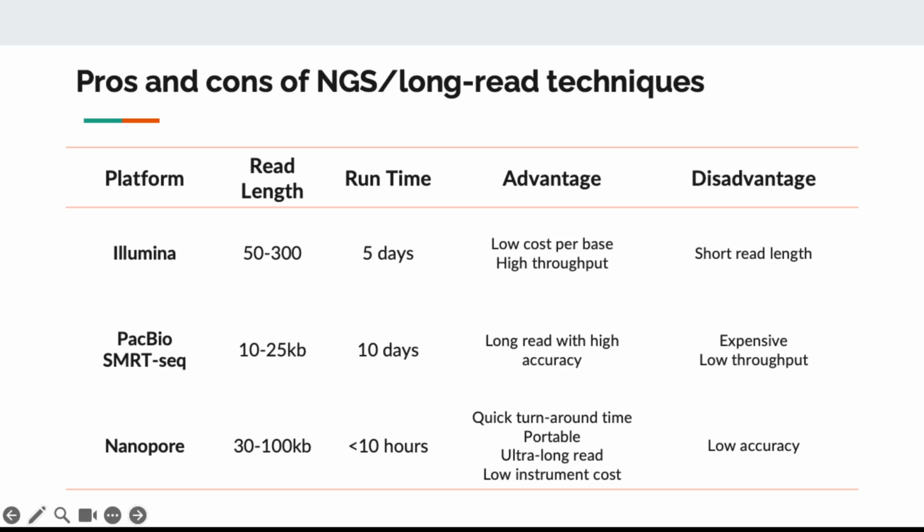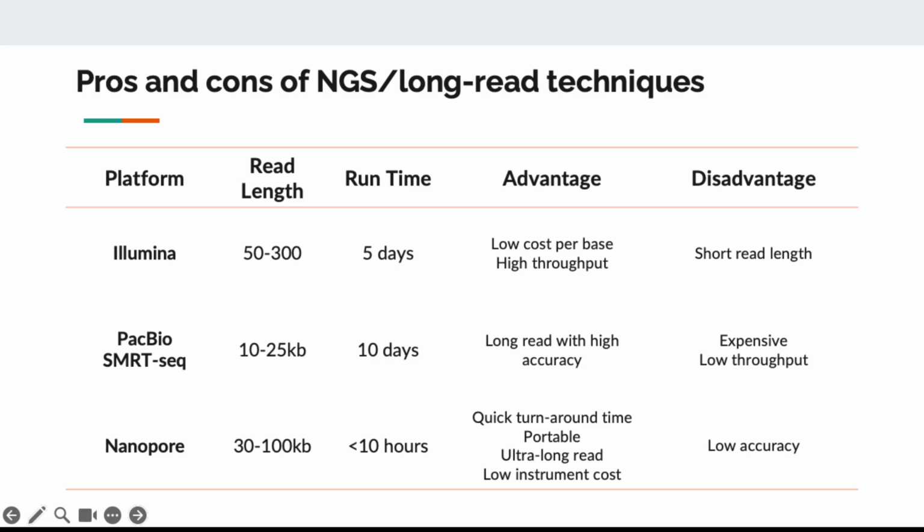Okay. So just to summarize, today I think we can only focus on Illumina as a representative for the second generation techniques. So we have Illumina competing with SMRT-seq from PacBio and Nanopore. In terms of read length, you have a scale of 50 to 300 base pair, all the way to 25 kilobase to 100 kilobase or megabase. In terms of run time, Nanopore is by far the quickest, less than 10 hours, and the traditional polymerization based method is going to take about a week to run.